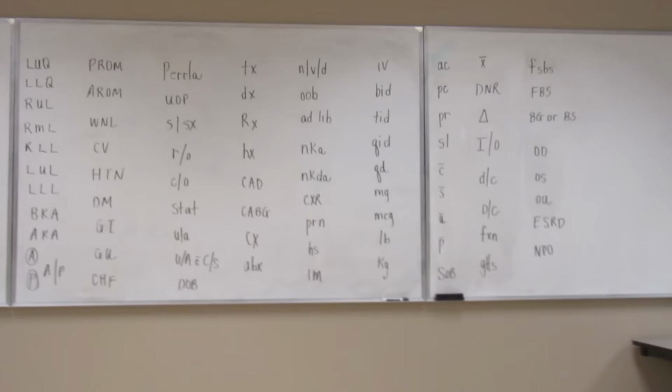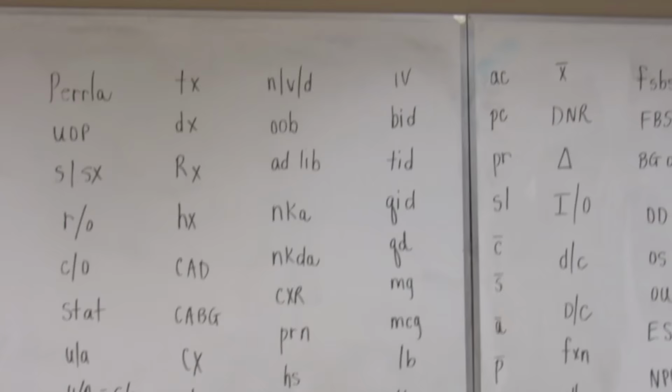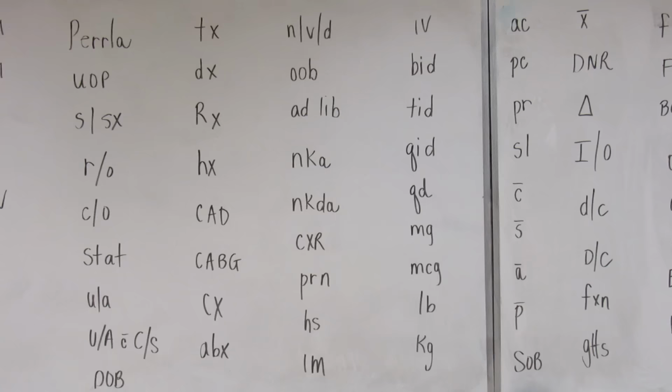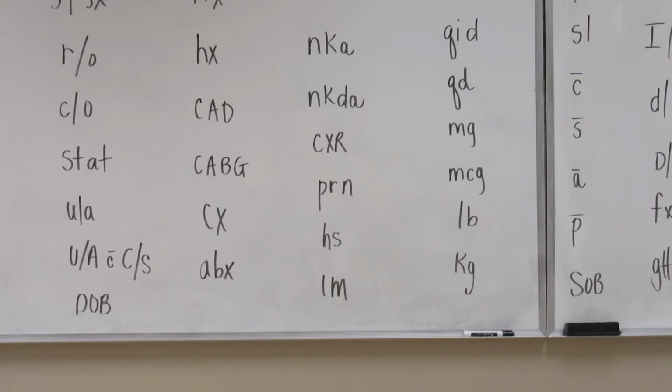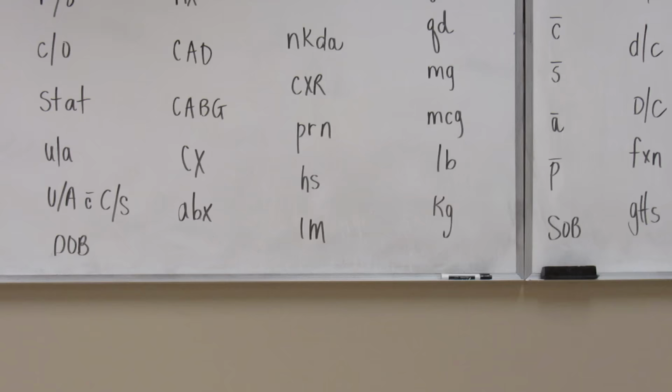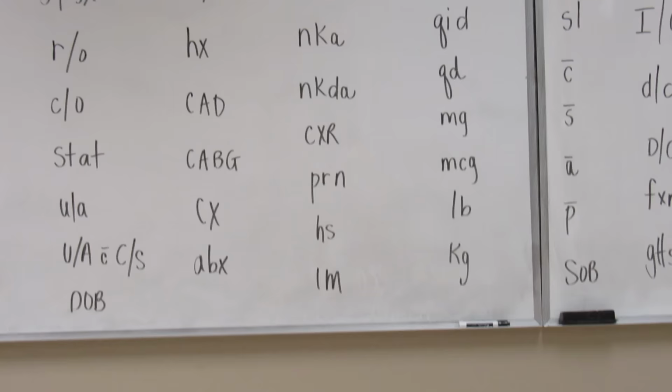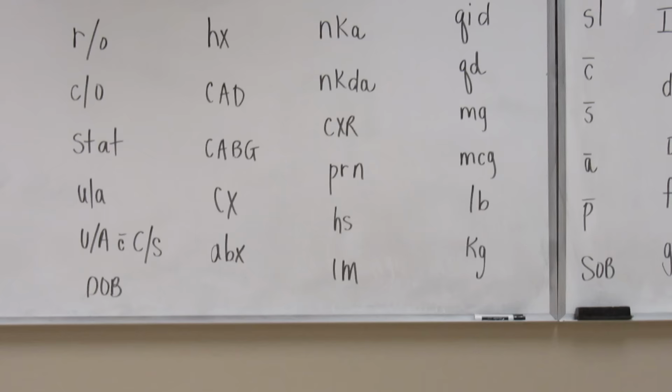Moving on to the next column, N/V/D stands for nausea, vomiting, diarrhea. OOB is out of bed. Ad lib means as desired by the patient. NKA and NKDA go together. NKA is known allergies, and NKDA is known drug allergies. NKA specifically refers to environmental or food allergies as well, whereas NKDA specifically refers to drug allergies.